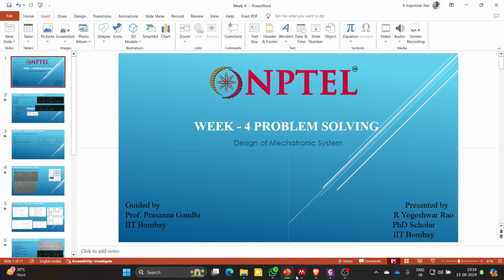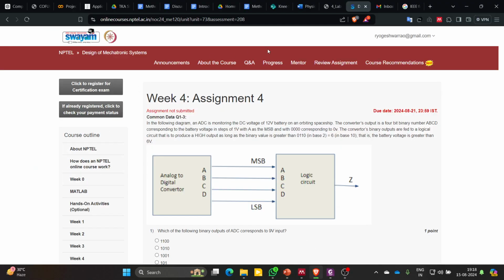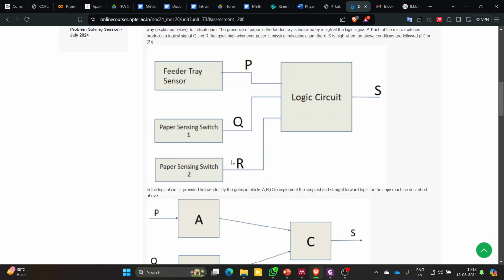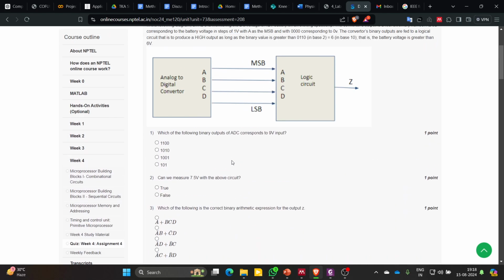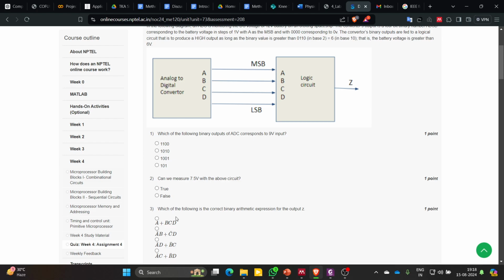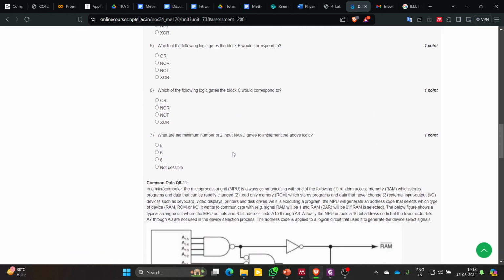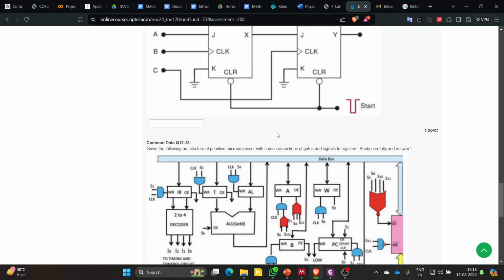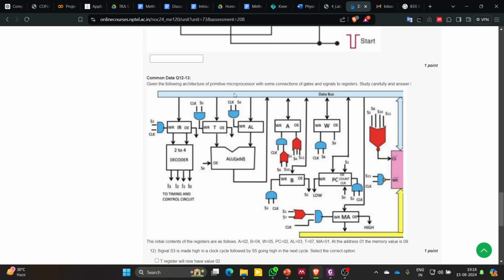I think you have all gone through the assignments, and you can see that most of the assignment questions are numerical based, more numerically intensive when you compare with the last 3 weeks. Most of these questions are Boolean and gate based systems, microprocessor systems, and flip flops. And this is again a microprocessor architectural question.